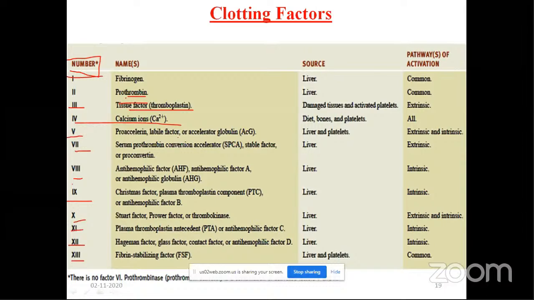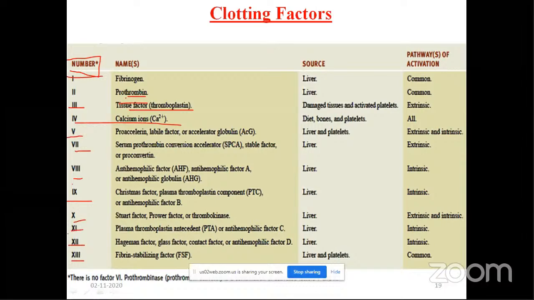Then you have factor number 10. Factor 10 is called the Stewart-Prower factor, or it is also called prothrombinase. Please note, it is called thrombokinase. Then factor number 11. Factor number 11 is called anti-hemophilic factor C. Its deficiency is responsible for causing hemophilia C.